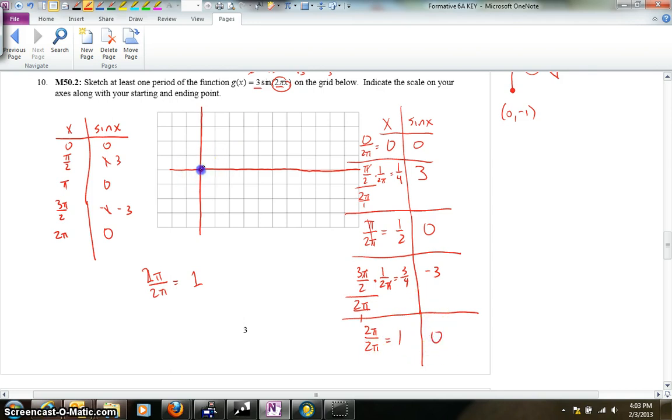So we have 0, 0. And I'll just kind of put my scale as I go. 1/4, 3. 1/2, 0. 3/4, negative 3. And then 1, 0. And there's my pretty sine graph. Okay, moving on to the next one.